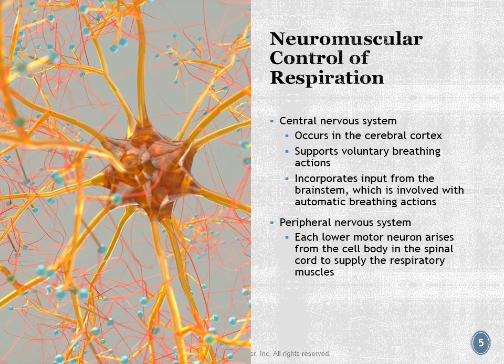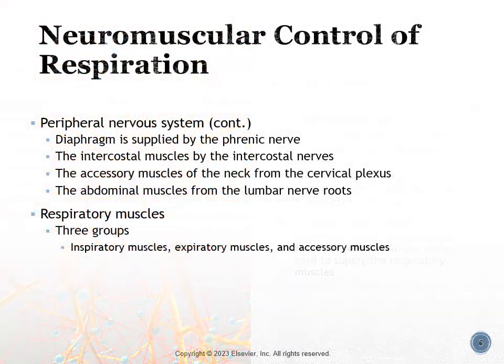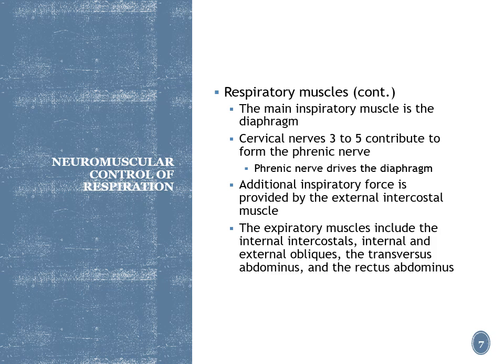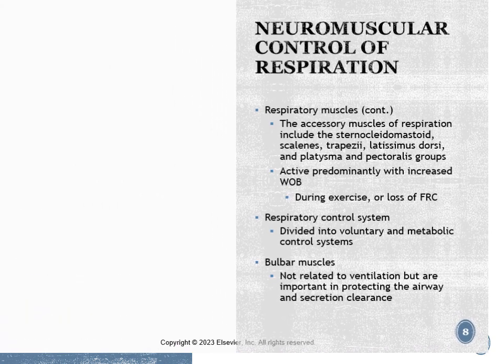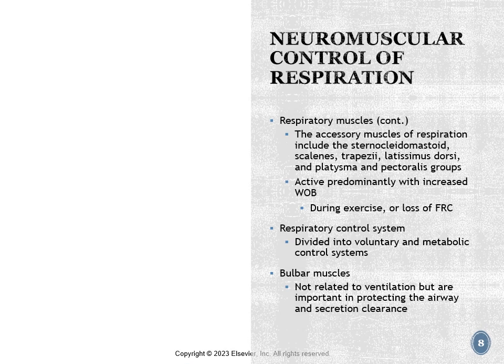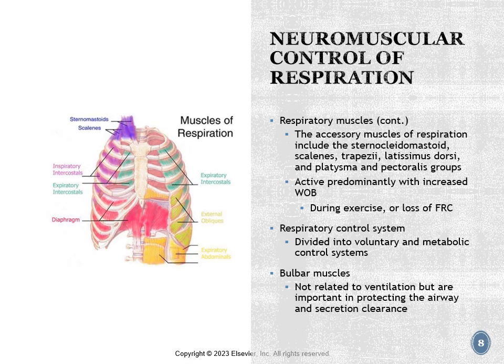Let's talk about neuromuscular control of respiration. So we've learned about neuromuscular control. The main inspiratory muscle is the respiratory muscles. The accessory muscles of respiration include, again, the sternocleidomastoids, the scalenes, the trapezii, the latissimus dorsi, the platysma, and the pectoralis groups.